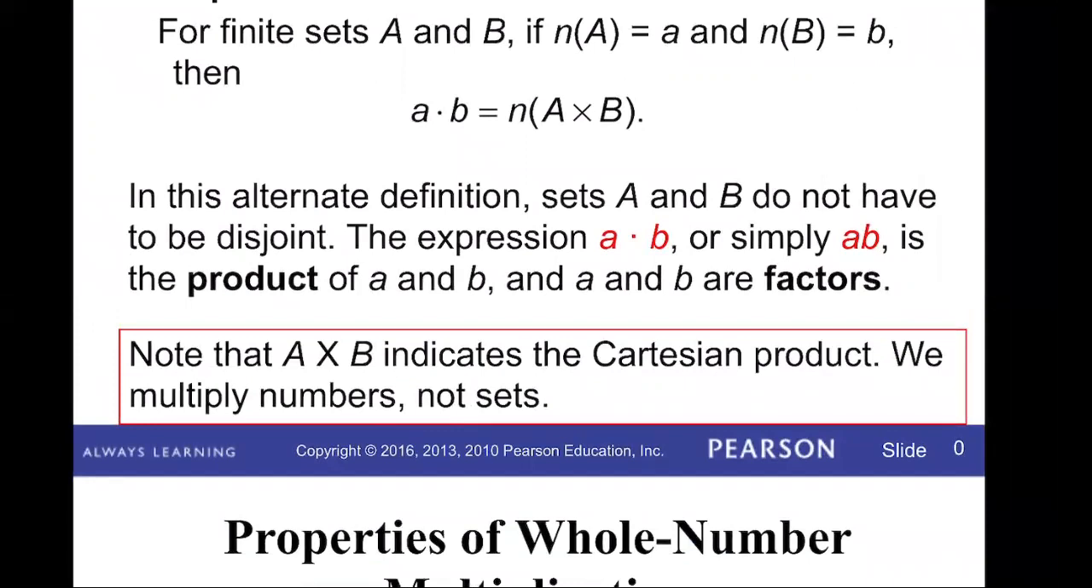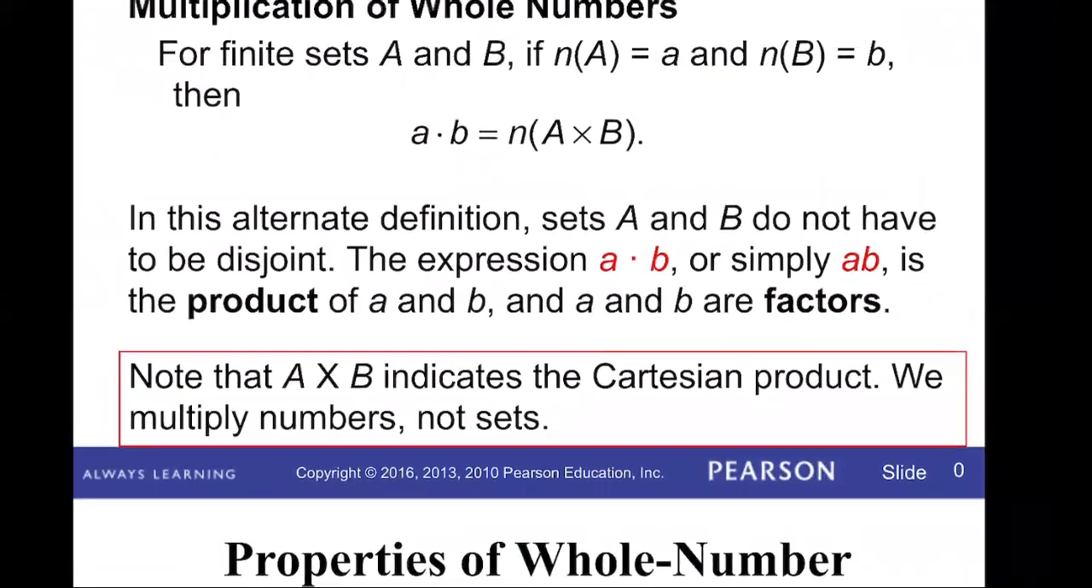And really this slide, just to reiterate, this is not multiplication. This is the cross product or the Cartesian product. So that's working with sets and putting elements of sets into ordered pairs.